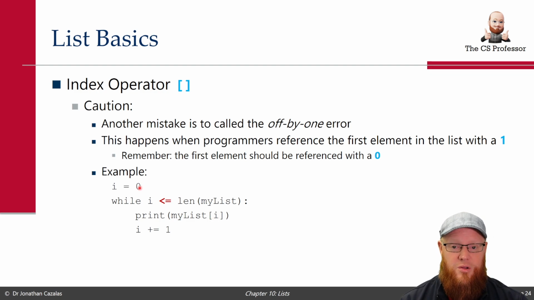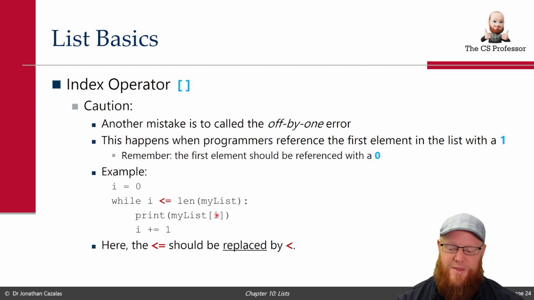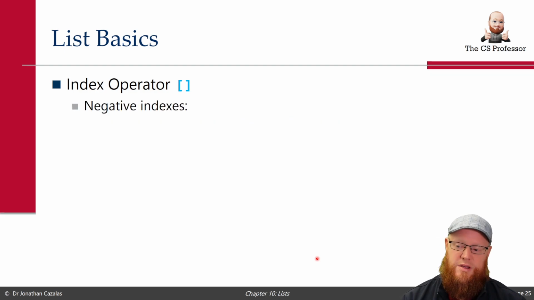Well, this is going to loop 21 times. And we're going to be printing my list at 0, my list at 1, my list at 2, all the way to my list at 17, my list at 18, my list at 19. But it's even going to print my list at index 20, which would be wrong, and we would get an error. So here you can fix that by replacing the less than or equal to with a less than to address that.